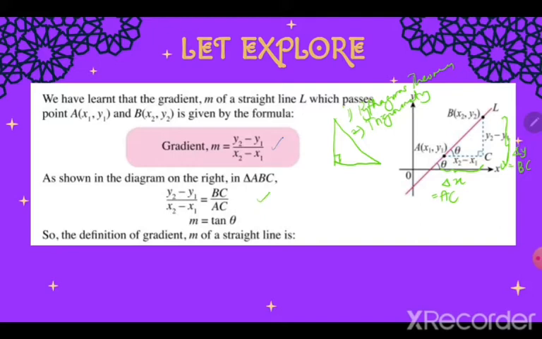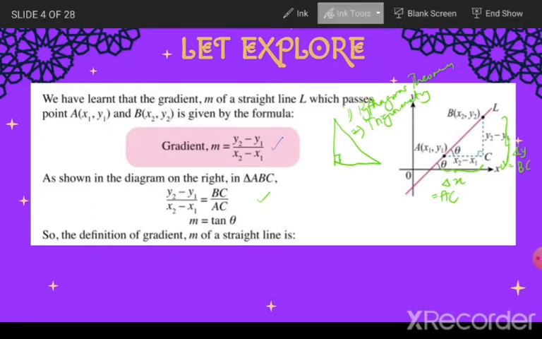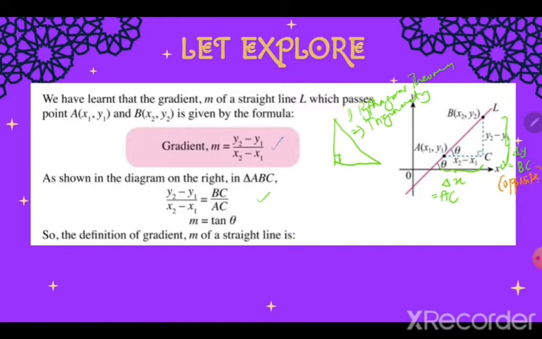So we can say that BC over AC, in which BC is also known as the opposite, and AC is the adjacent. Okay, so we can say that it is also opposite over adjacent. So in trigonometry, opposite over adjacent is called tangent theta. So from here, we can say that m, the gradient, can also be represented by tangent theta, because we are dealing with a right angle triangle.